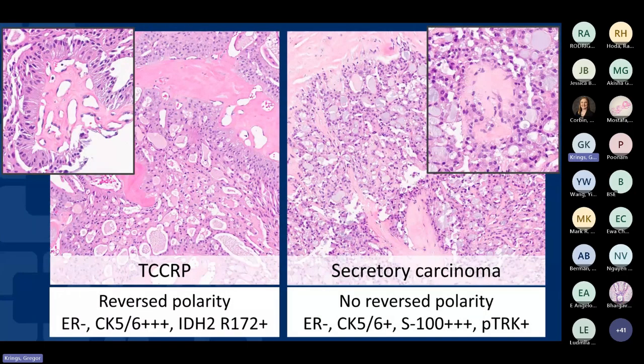So here's an example on the left of a tall cell carcinoma with reverse polarity. This particular tumor had a very prominent microcystic growth pattern. You can see the extracellular secretions, very closely mimicking what you might see in a secretory carcinoma. But of course, secretory carcinomas lack that characteristic reverse nuclear polarity that is typical of tall cell carcinomas with reverse polarity. And in challenging cases, immunohistochemistry can be very useful, secretory carcinomas being strongly positive for markers like S100 and pan-TRK, which would be negative or at most focal in TCCRP.